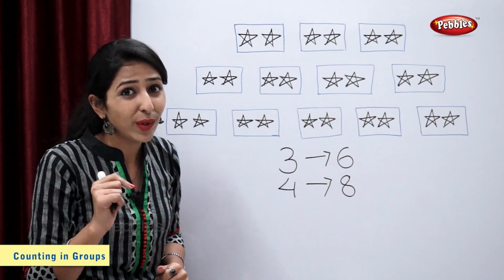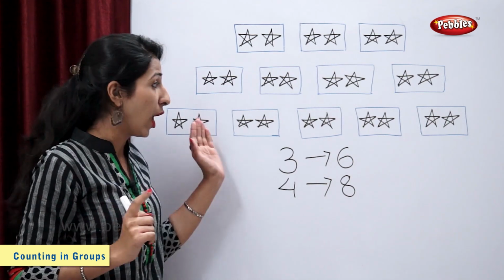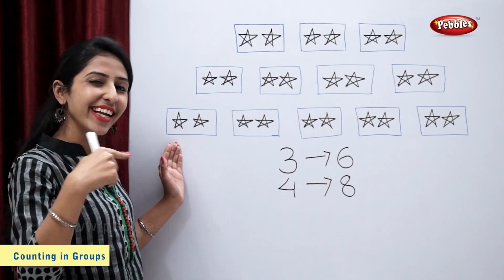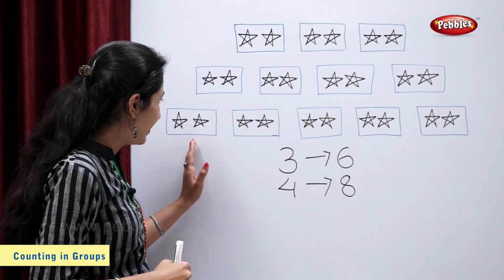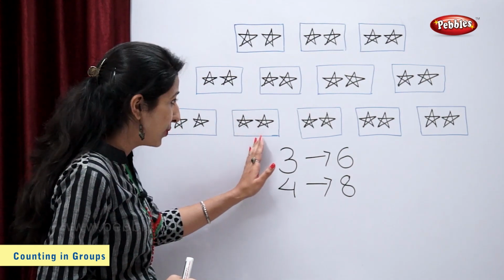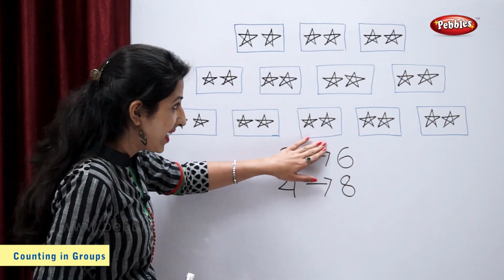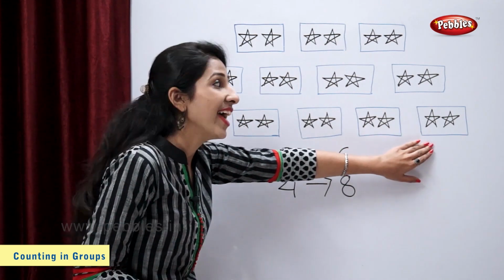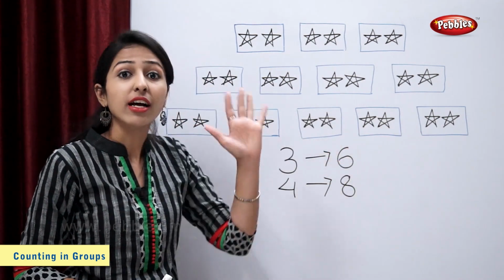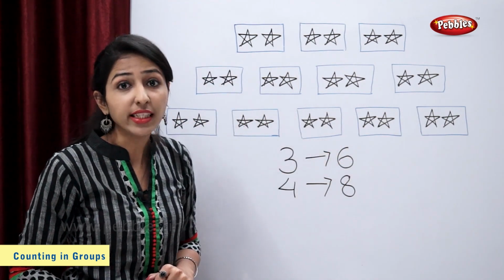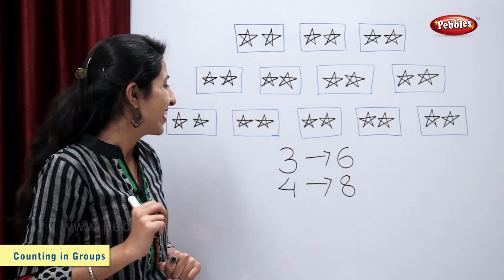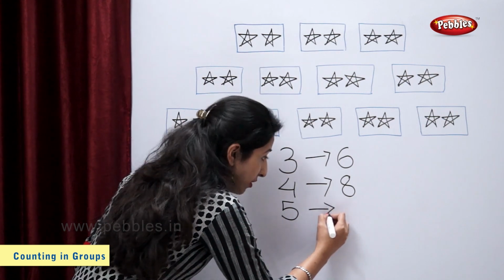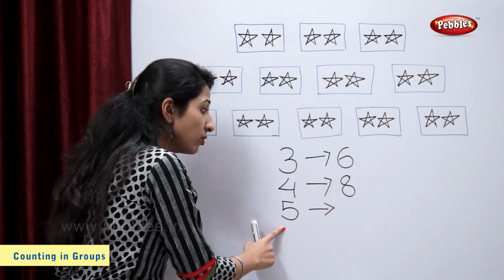Students, now you count and tell me there are how many pairs in the third row? Let us count. 1, 2, 3, 4 and 5. So there are 5 pairs containing 2 stars each. 5 pairs of 2 stars each.